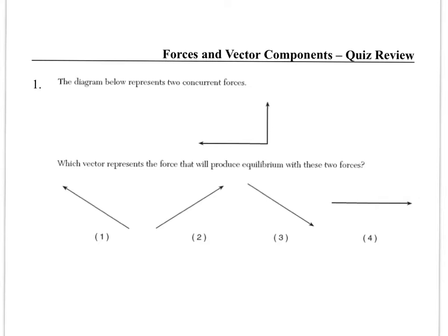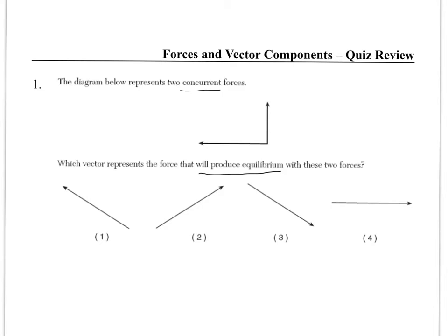The diagram below represents two concurrent forces. Which vector represents the force that will produce equilibrium with these two forces? Okay, so let's begin. Start with this keyword here, concurrent. What that means is that these two forces are happening at the same time, or simultaneously. And so we need to figure out which vector would cancel out, will produce equilibrium. So that means to balance them out, or to cancel these two forces out. So we need to find a single vector that cancels both of these forces out.